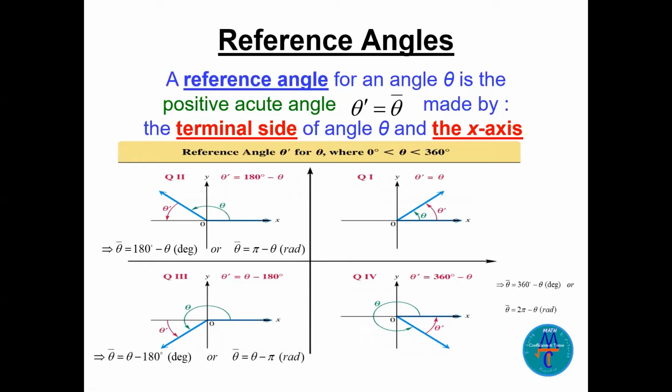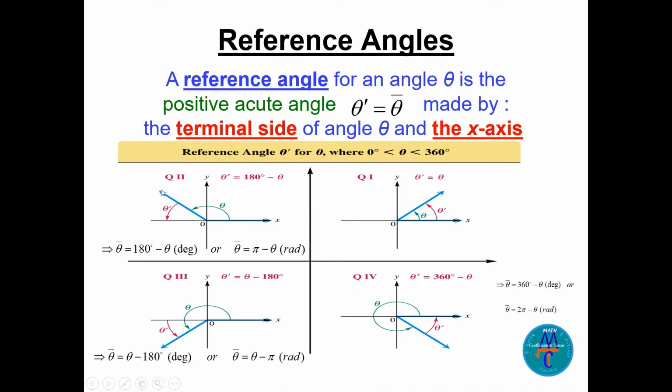Now the reference angle, this is the definition of a reference angle. It is the positive acute angle. So it is a very small angle between 0 and 90 made by the terminal side. The terminal side is where the angle ends.